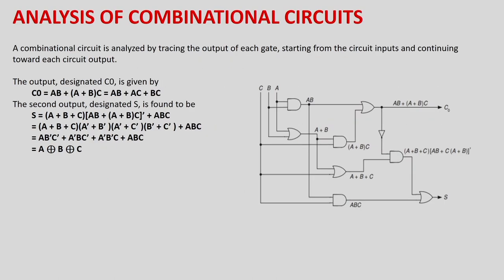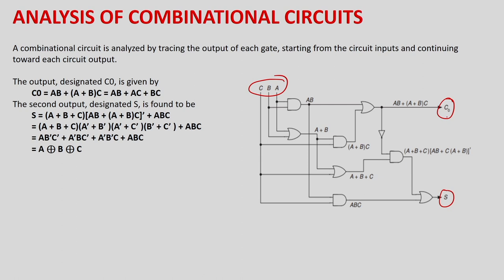Next thing that we'll talk about: given a combinational circuit, how to identify the functionality of that particular circuit. For example, I have taken one design here where A, B, C are the inputs and the outputs are C0 and S. This is basically the full adder circuit that we'll introduce later. Given this, I can always identify the final expression of C0 in terms of the A, B, C inputs. It can be done by forward rewriting or backward rewriting.